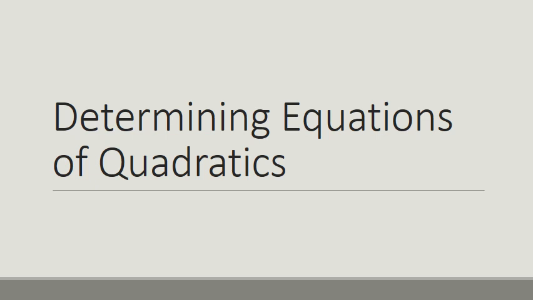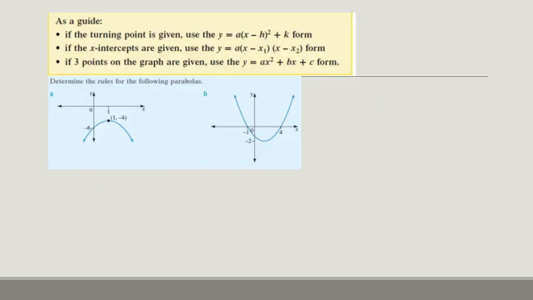We're going to look at how we find the different equations of quadratics. There are three different forms that you must know. There's turning point form, and then there's intercept form, and then if you have 3 points given to you, you just use the standard form or general form, and then you just plug it into a simultaneous equation and find it.